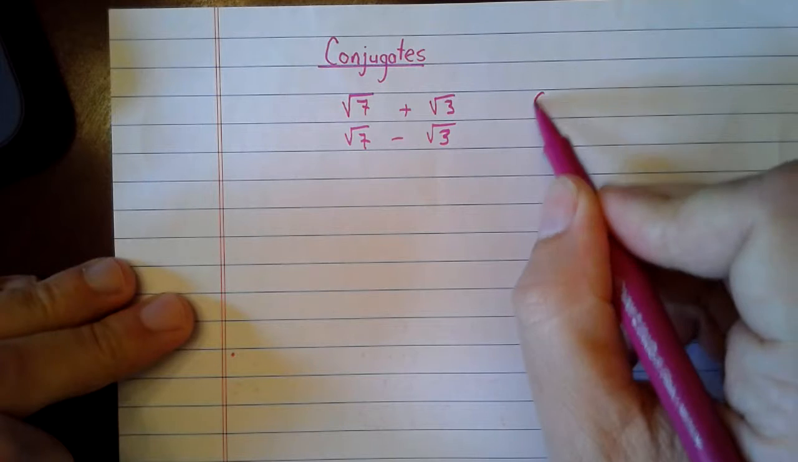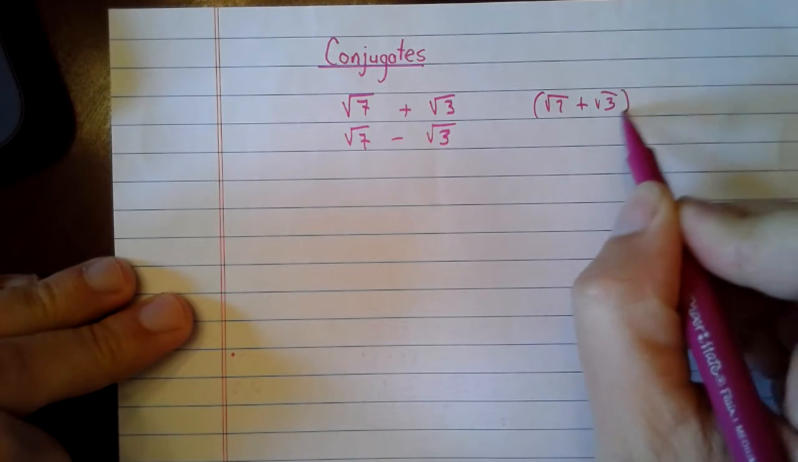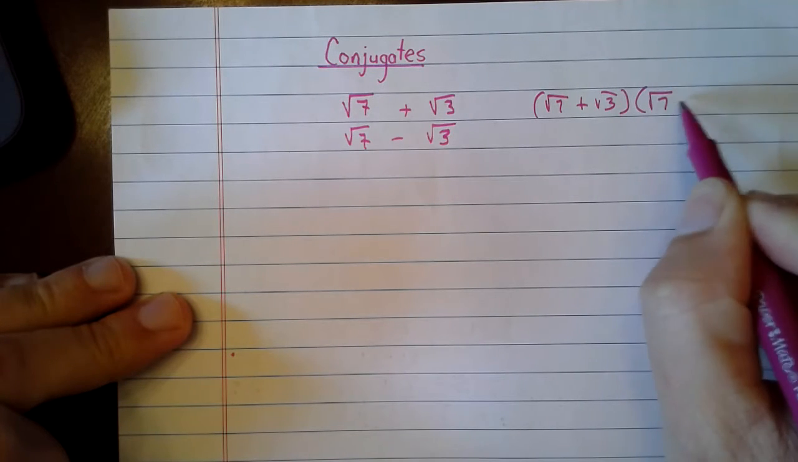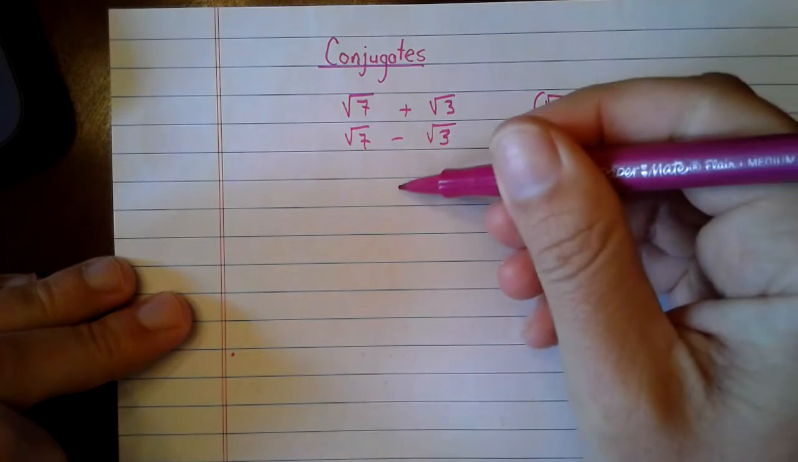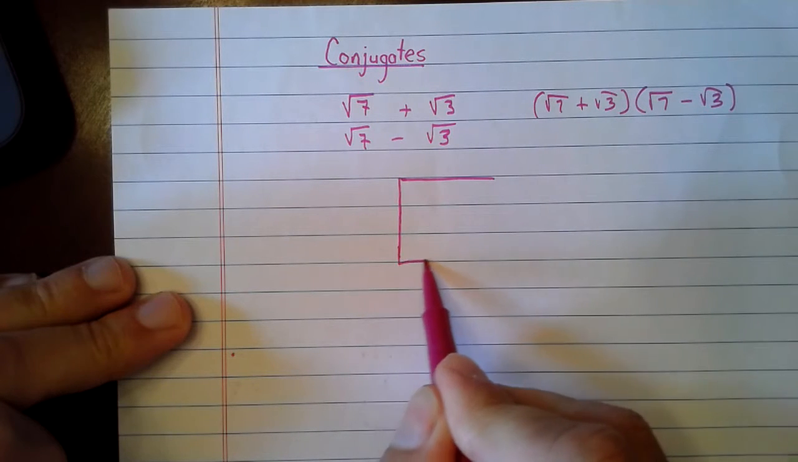So what I'm going to do is root 7 plus root 3 times root 7 minus root 3. And I'm going to show you using an area model what will happen here.